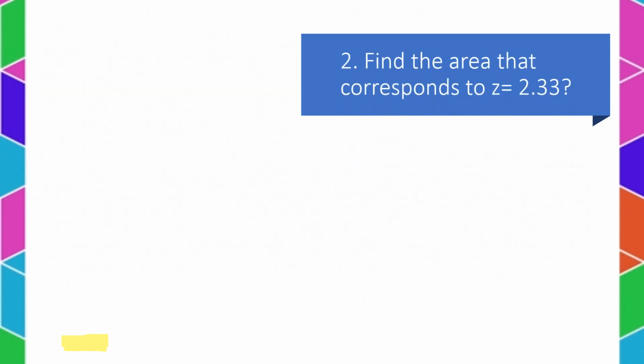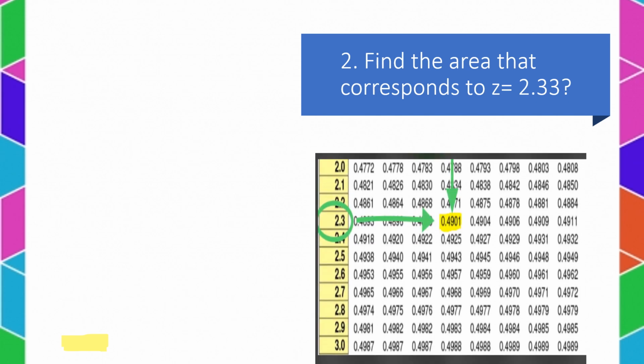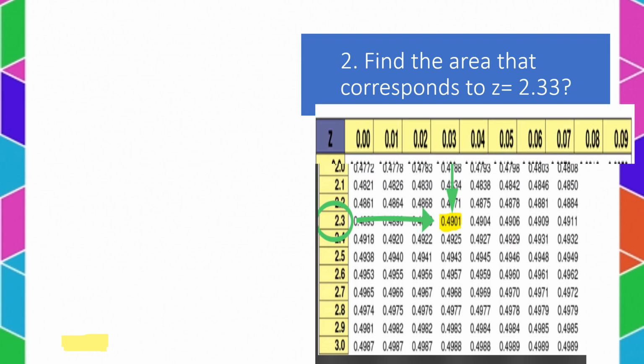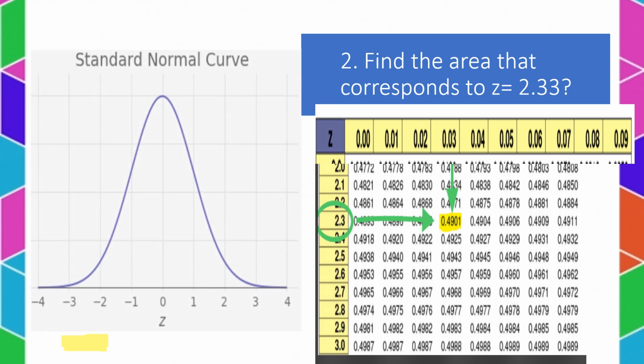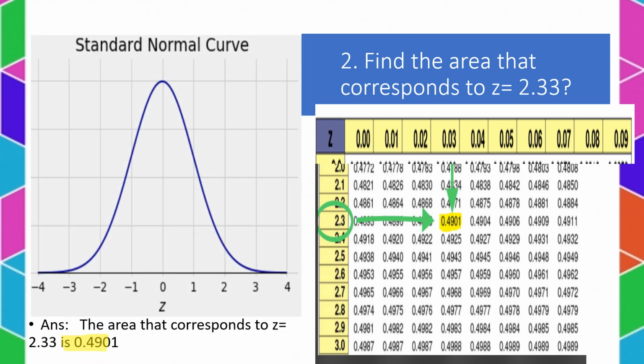Okay, so next example. Find the area that corresponds to z equals 2.33. Okay, locate 2.3 from the table. And then ang hundreds place natin is 0.03. So, ang hinahanap nating value is 0.4901.